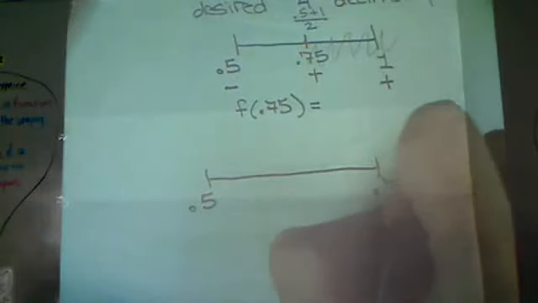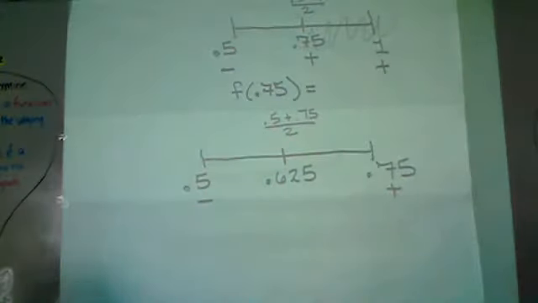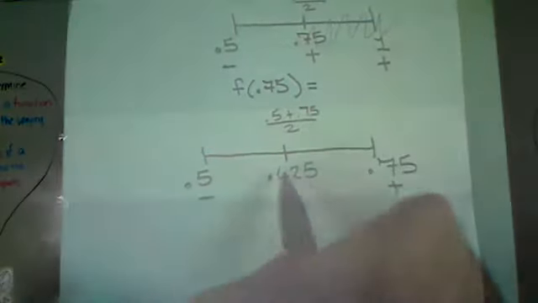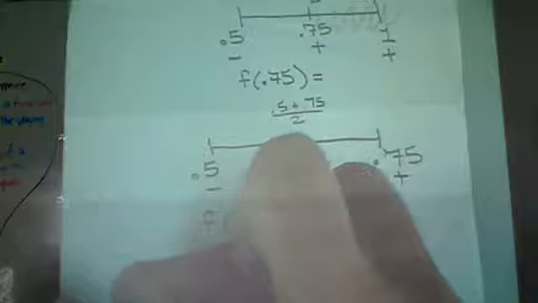We have our new interval from 0.5 to 0.75. We need to split it directly in half. Again, 0.5 plus 0.75 divided by 2. If you do that, we get 0.625. Again, we need to know what the y value is at this point. Is it positive? Is it negative? We don't know. So we plug that in.